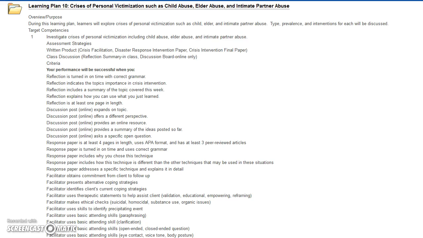Welcome to Learning Plan 10, Crises of Personal Victimization, such as child abuse, elder abuse, and intimate partner abuse. During this learning plan, learners will explore crises of personal victimization, such as child, elder, and intimate partner abuse. Type, prevalence, and interventions for each will be discussed.